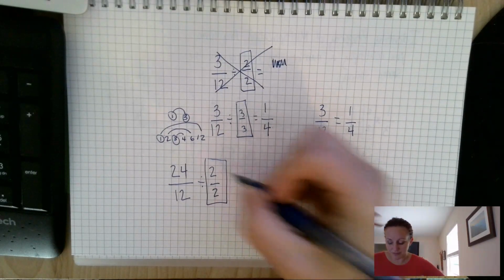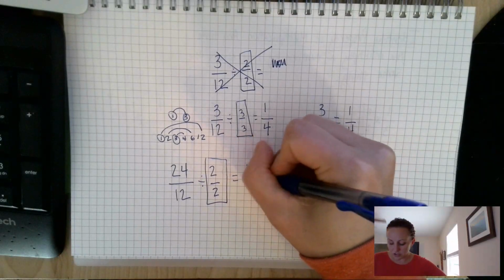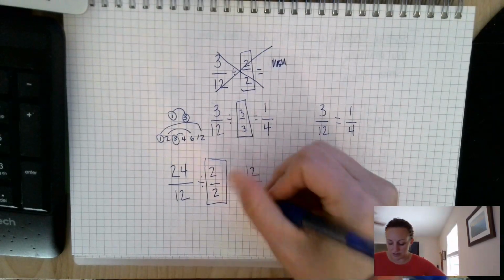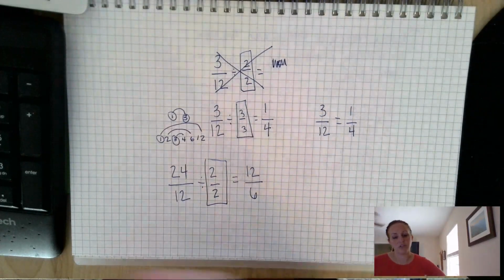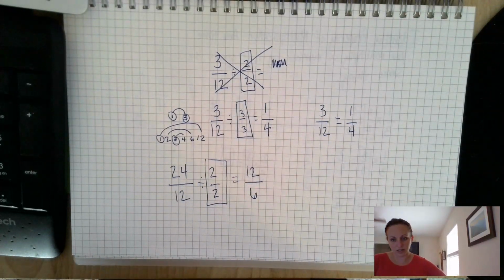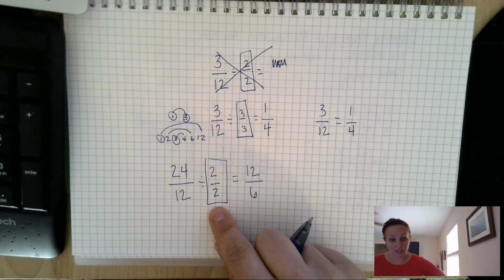What I do to the bottom, I do to the top. 24 divided by 2 is 12, and 12 divided by 2 is 6. So 12/6 is equivalent to 24/12. Is there other ways? Are there other ways that I could do this?